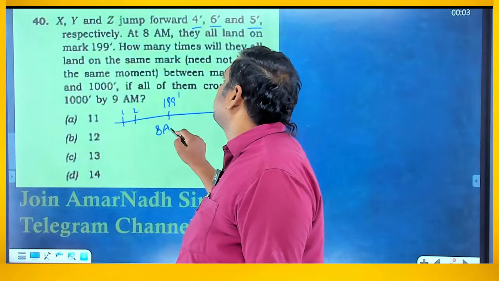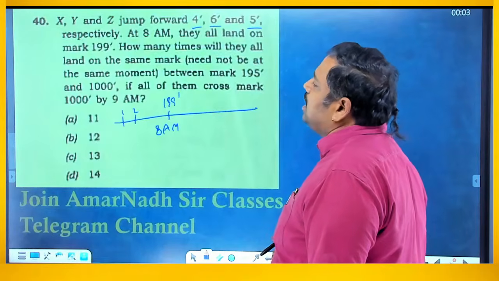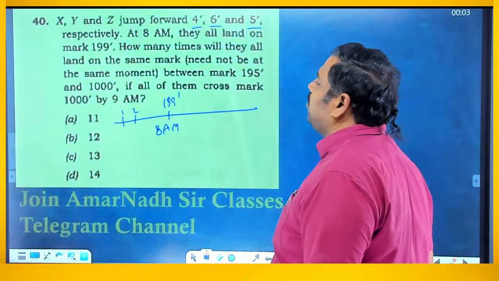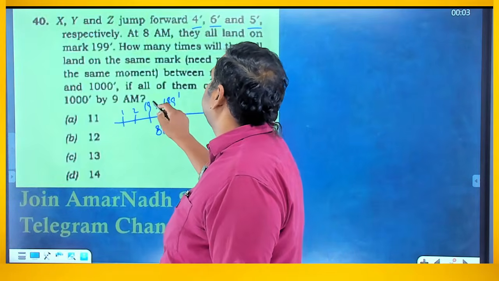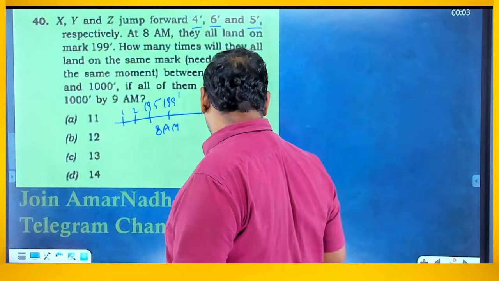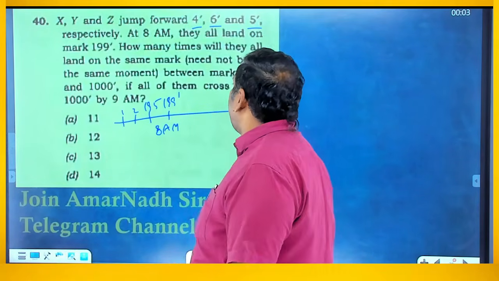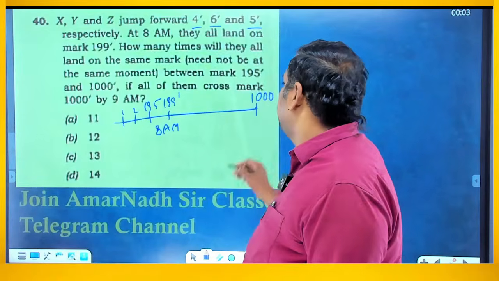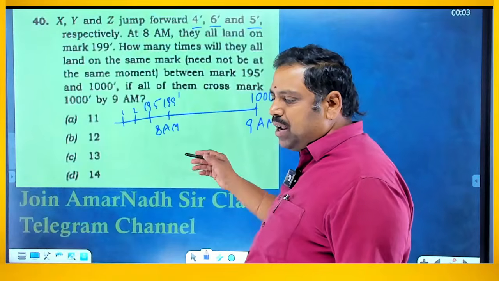Fine. How many times will they all land on the same mark between mark 195 and 1000? How many times, between 195 and 1000, will they land, he is asking. We will answer, if all of them cross mark 1000 by 9 a.m. See, he is asking how many times, so the purpose of time is useless.